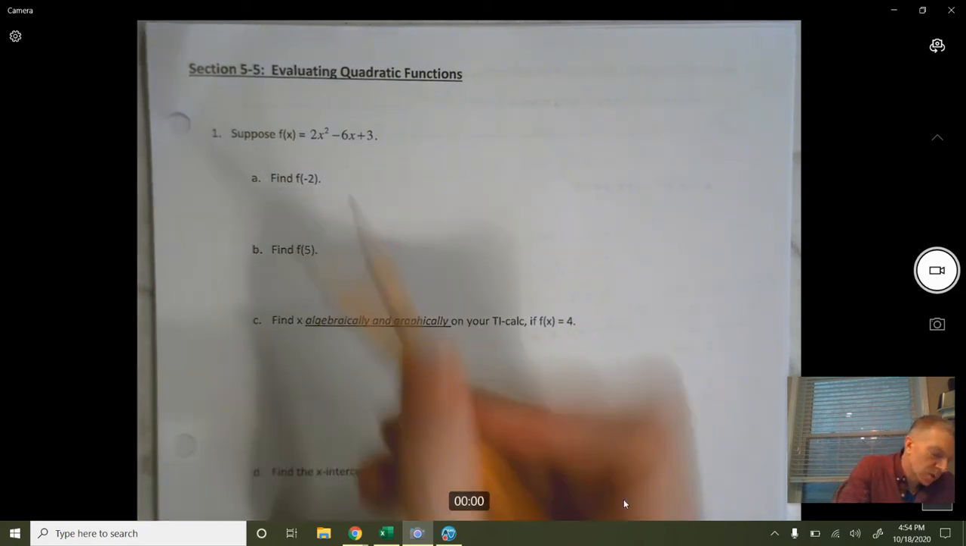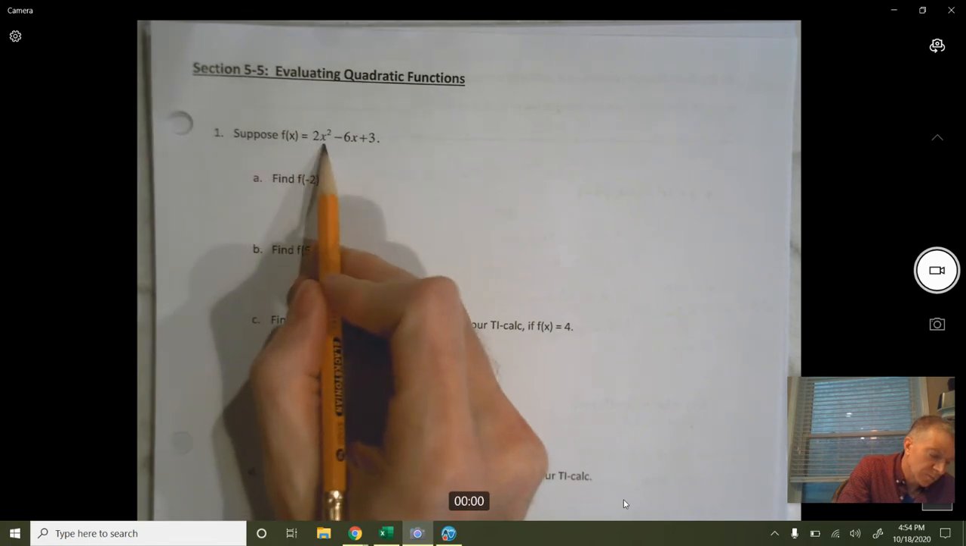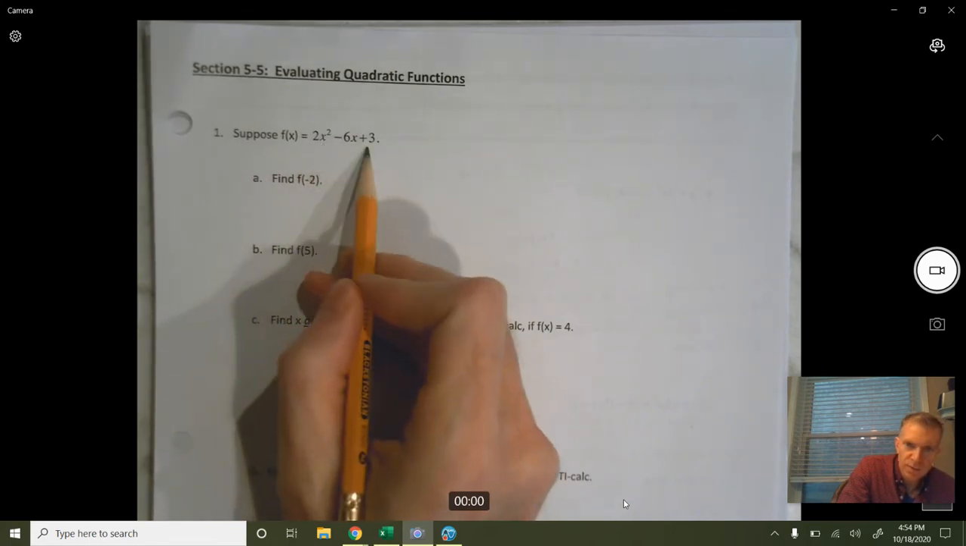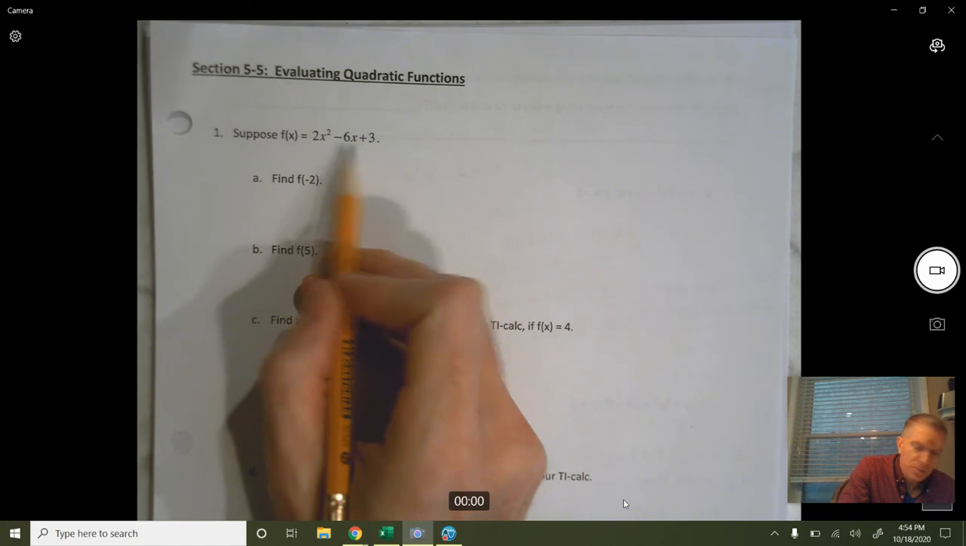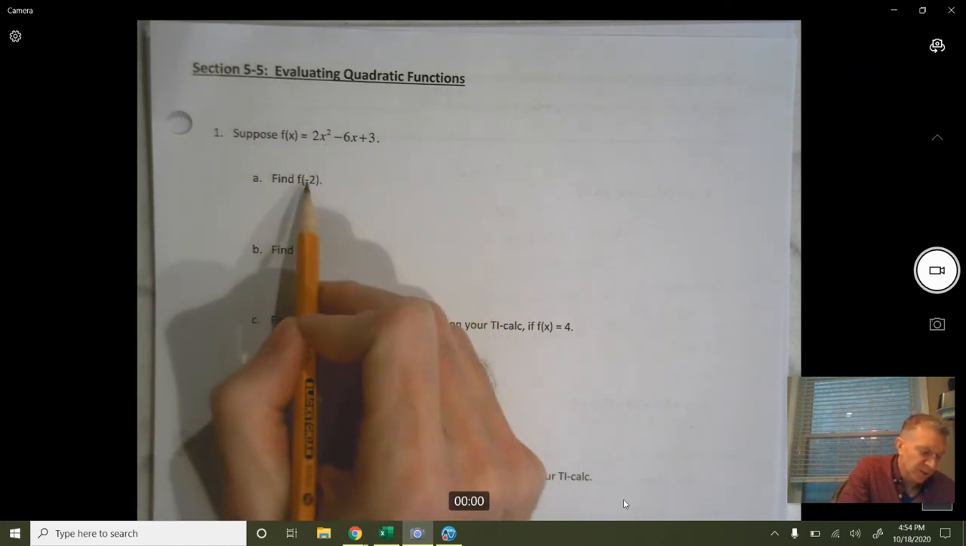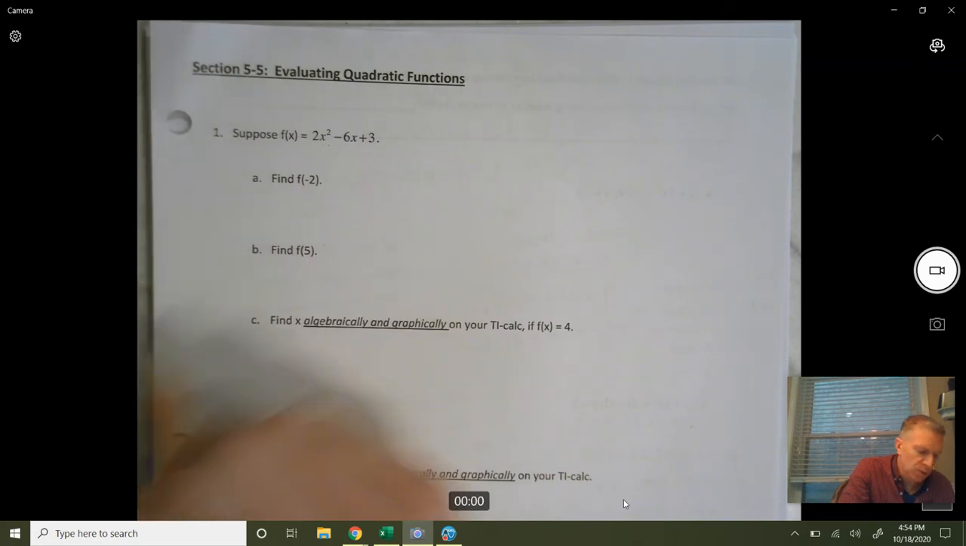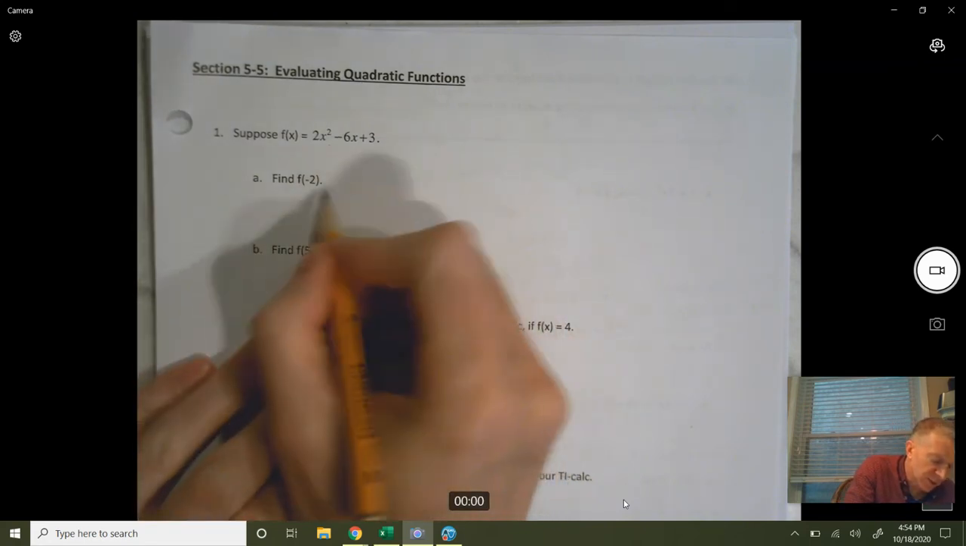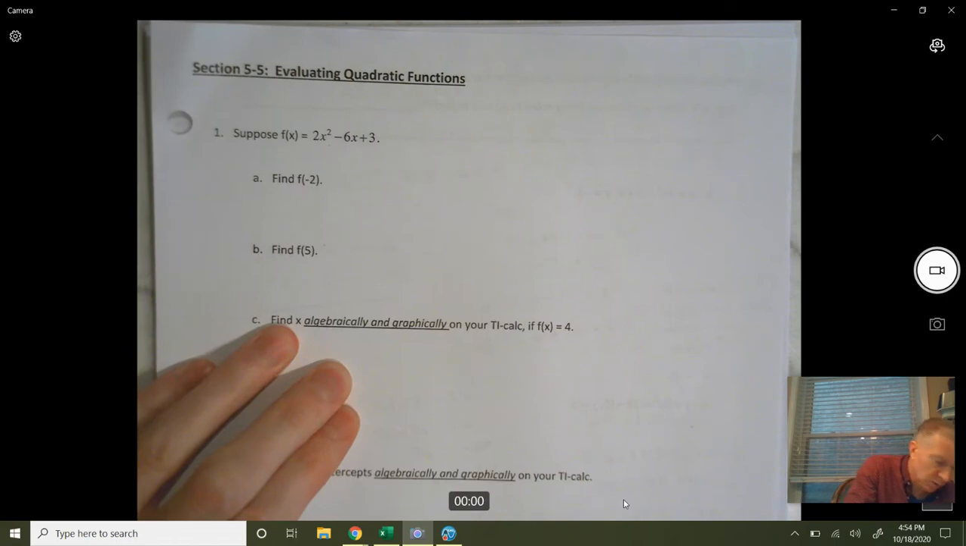Suppose f of x equals 2x squared minus 6x plus 3. So far, you know this is a parabola. If you were to graph this, a parabola opening up. Find f of negative 2. There's a couple ways we could do this. We're simply going to find f of negative 2 first by plugging it into the equation.